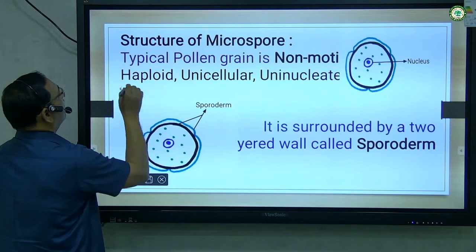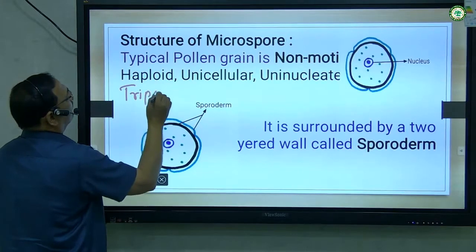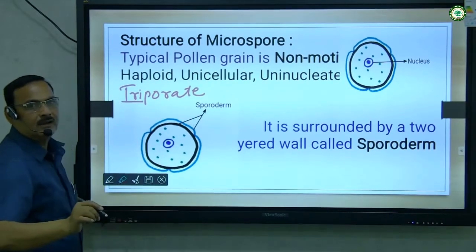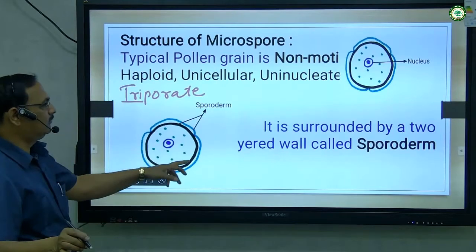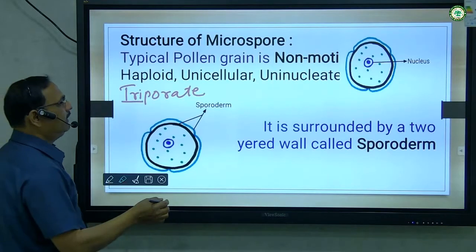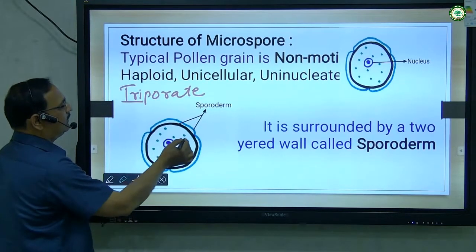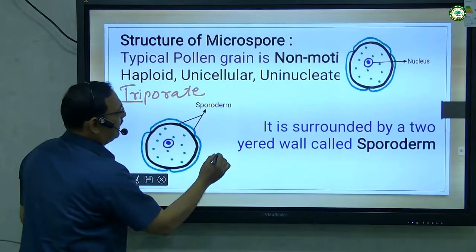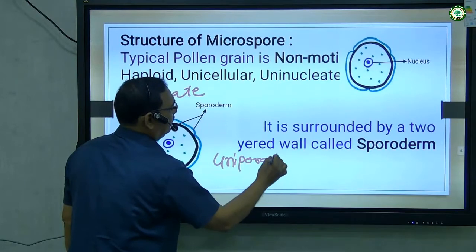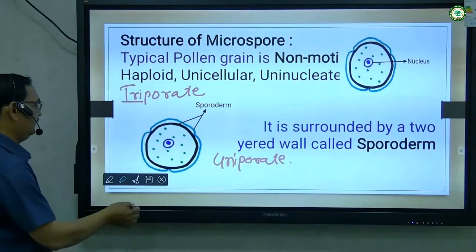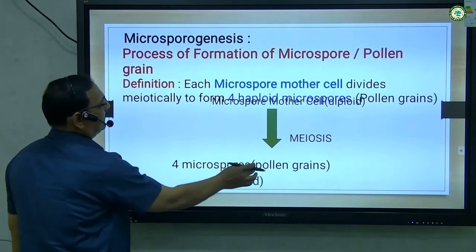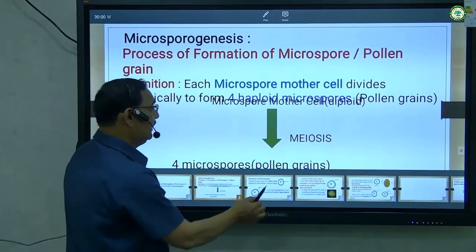Tri means three. A pollen grain with three germ pores is called triporate in nature. And if a pollen grain has only a single germ pore, then it is described as uniporate in nature.